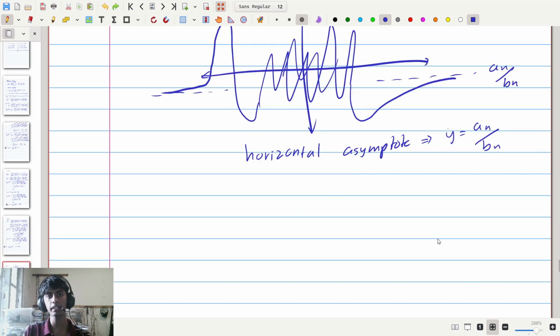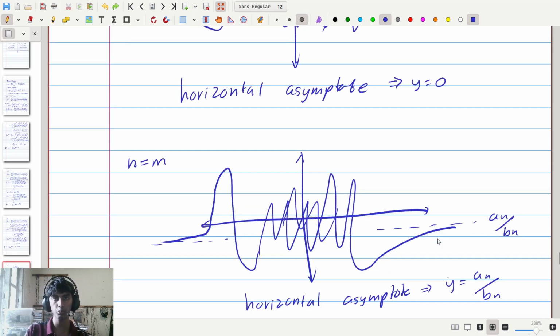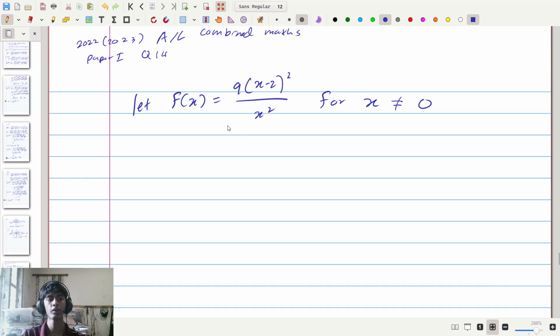Let's now look at a practical example of where this kind of knowledge will be used in a paper. So here's one simple question. It's from the 2022 A-level combined mathematics paper 1, question number 14. We're not going to do the whole of question number 14, of course, because that's a large question and it includes theories that have not been discussed yet. But what we're going to do is consider this statement given, and we're going to find the horizontal and vertical asymptotes of this function given here.